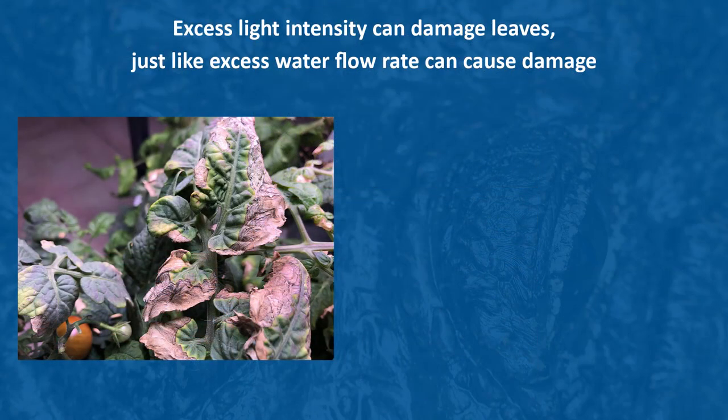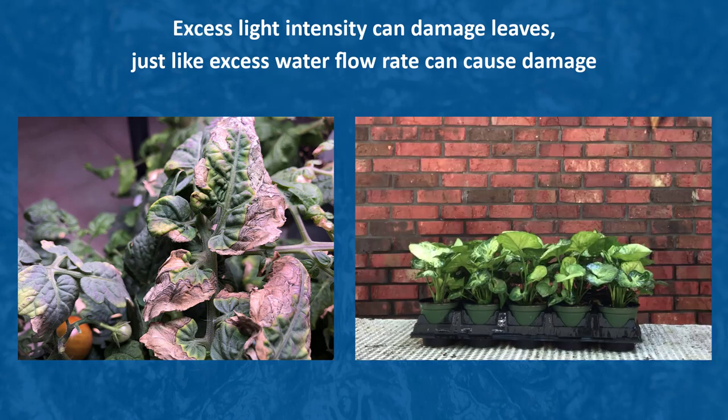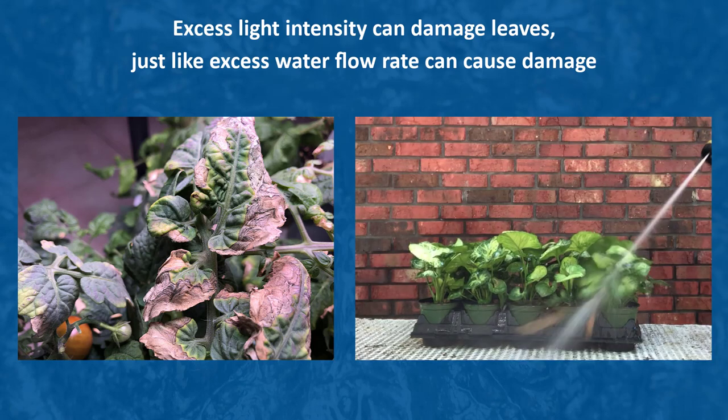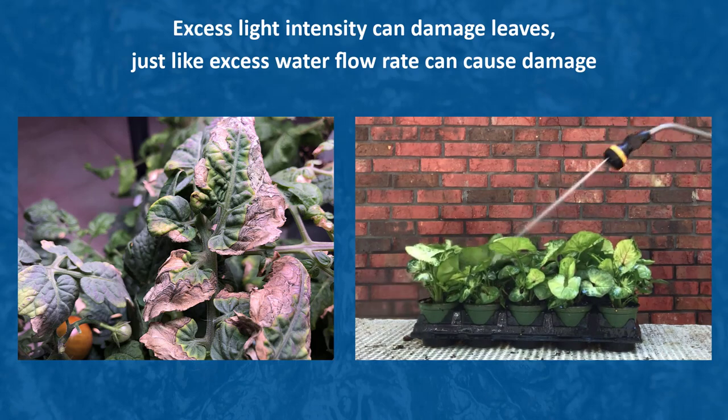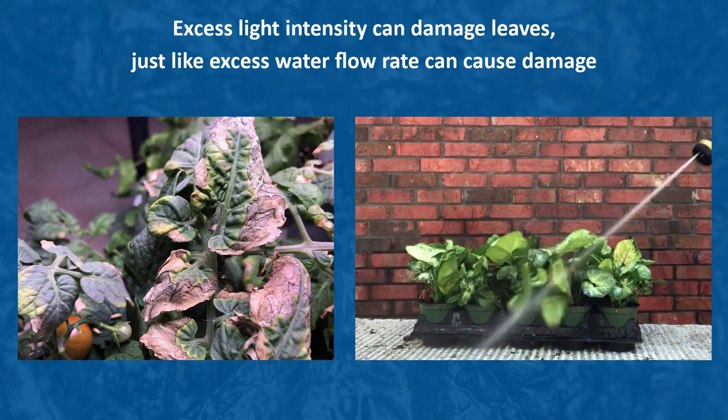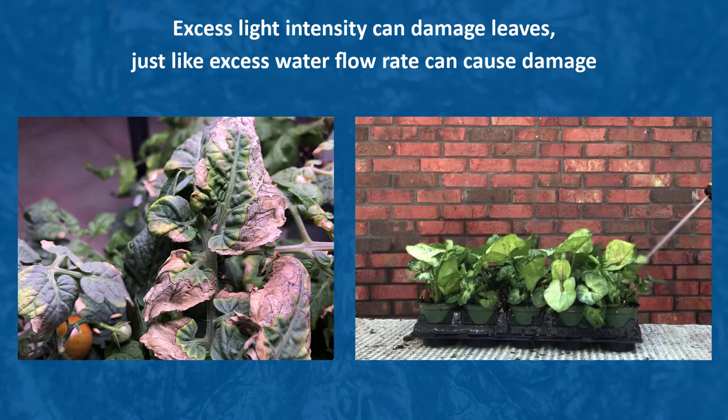A very high light intensity can damage leaves as heat or excess energy, as you can see in symptoms with these tomato leaves under high intensity LED lighting. Similarly, if I really blast the water hard, the soil cannot absorb all that water so quickly, and I can damage plants. So a moderate light intensity or a moderate water flow is best for plant growth.